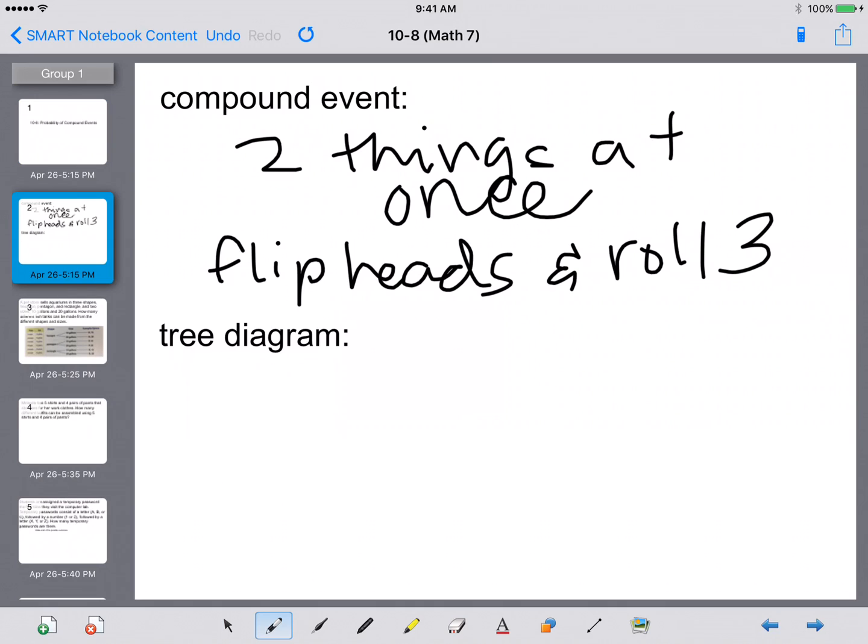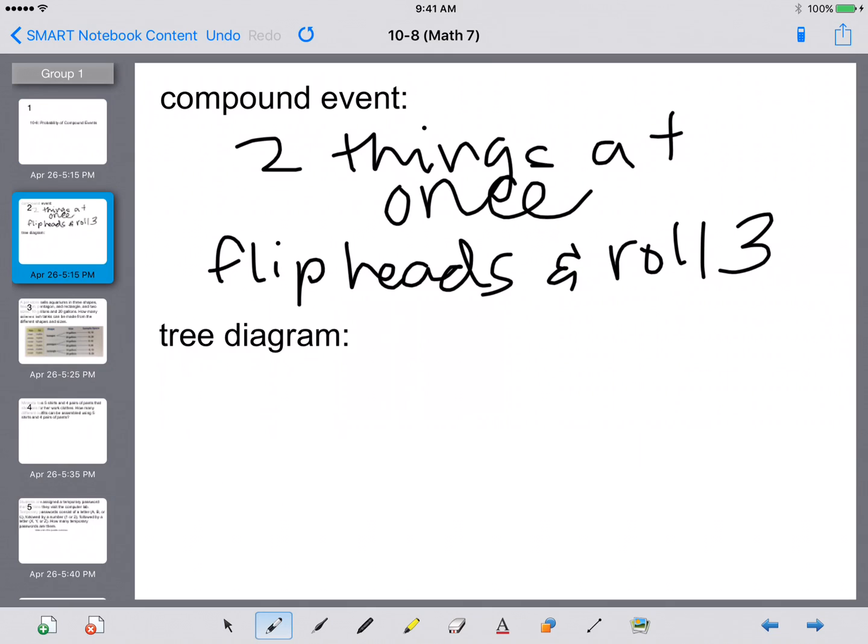So we could flip heads or tails, and we could roll a 1, 2, 3, 4, 5, or 6. So two different events, compound, just like compound words, like do not, don't. You're putting them together. A tree diagram is something that helps you to interpret your compound events. A tree diagram branches off.